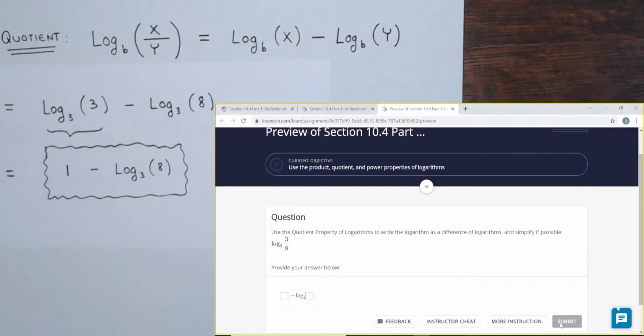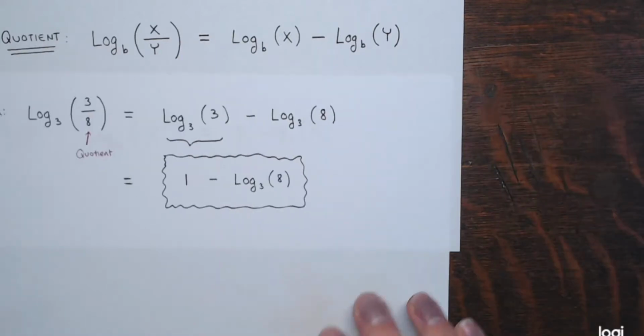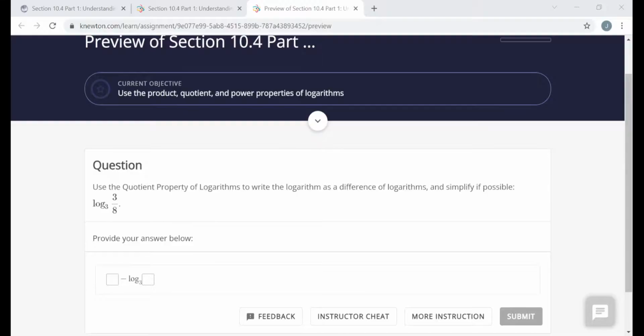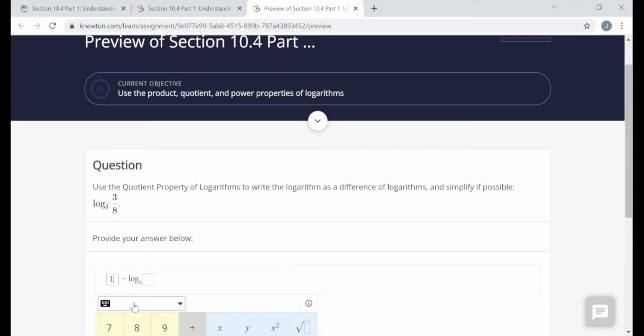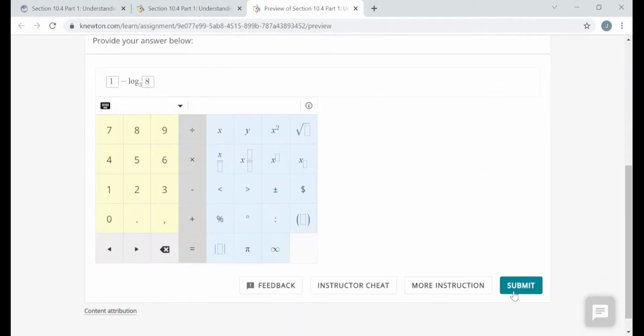So getting rid of that. Looks like we did a good job here. And now let's go back. What I need to enter in the assignment is, I'm filling in some blanks. This first blank is just 1 minus, and then they already wrote the log base 3 for us. We just need to put the argument. Alright, and I said it was 1 minus the log base 3 of 8. And that should be good.